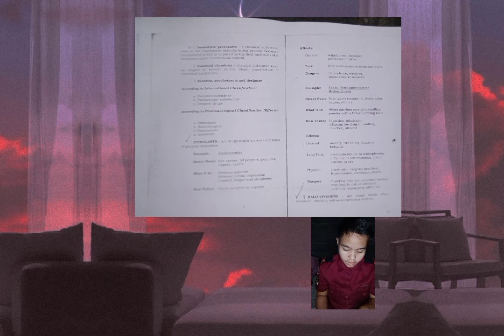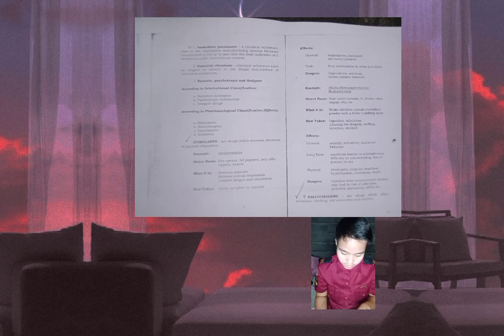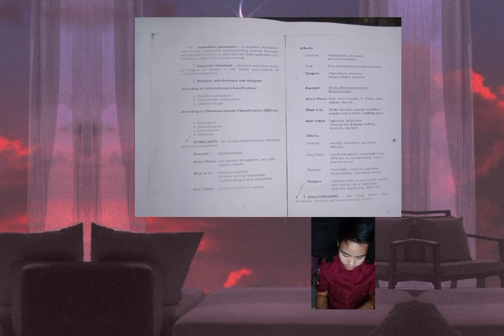Number 3, narcotic, psychotropic, and designer. According to international classification: A, narcotic substance; B, psychotropic substance; C, designer drugs. And also, according to pharmacological classification of effects: A, stimulants; B, hallucinogens; C, depressants; D, inhalants.